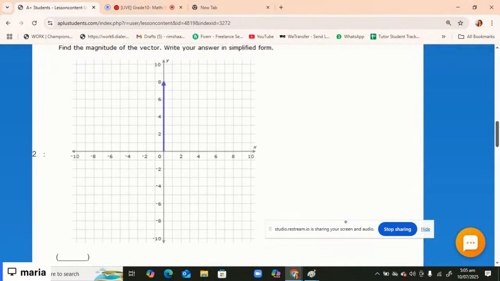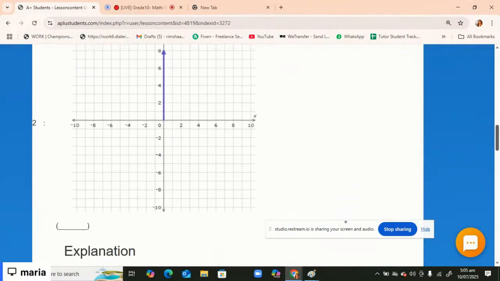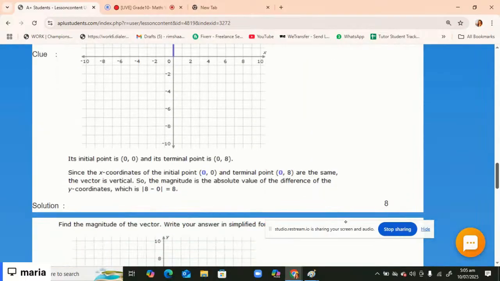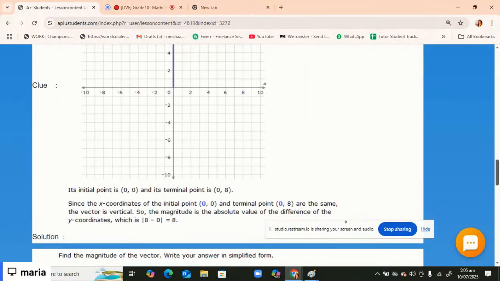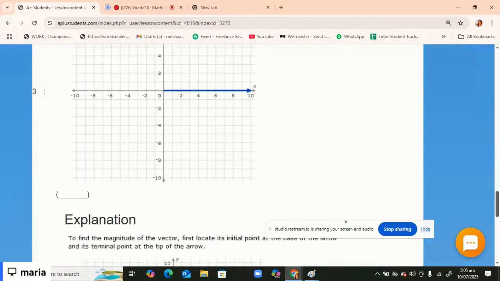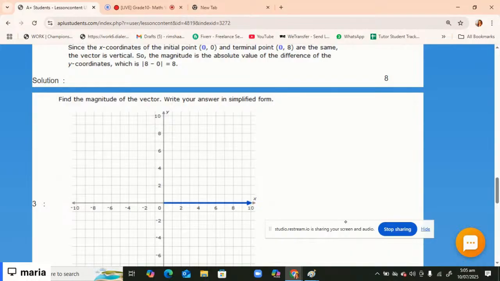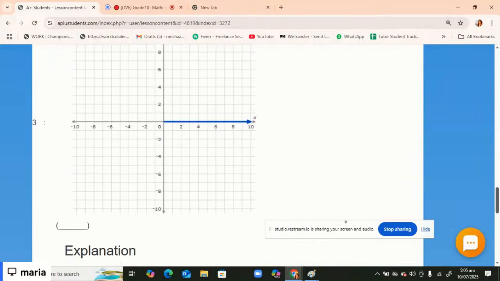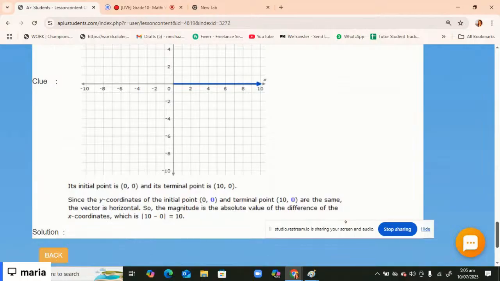Now let's suppose here are the 2 points, 0, 0 and 0, 8. Do the same thing: 8 minus 0, and in this way you get the answer 8, also taking the absolute value. Now what is the representation of the vector here? The representation of the vector here is horizontal. So what are the 2 points? This is 0, 0, and this is basically 10, 0.